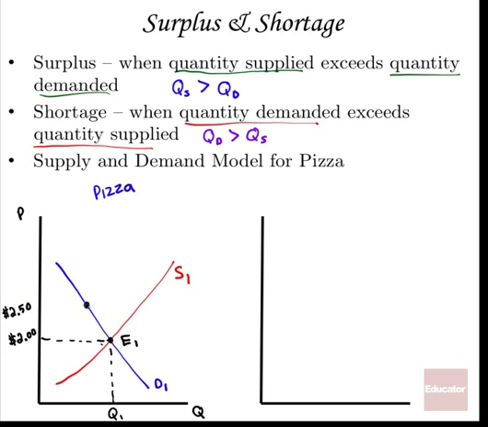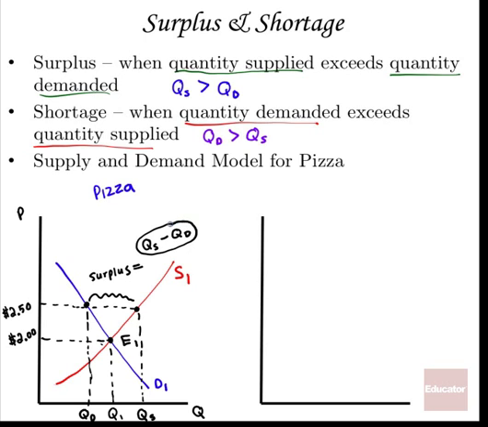What's going to happen is that the quantity demanded is going to be right here, and the quantity supplied is going to be higher. Suppliers want that higher price. So here is going to represent the surplus, which is the quantity supplied minus quantity demanded.